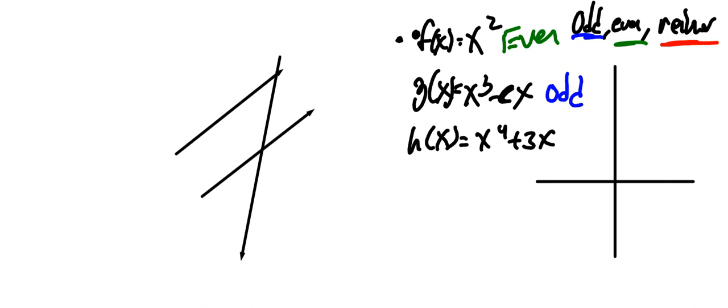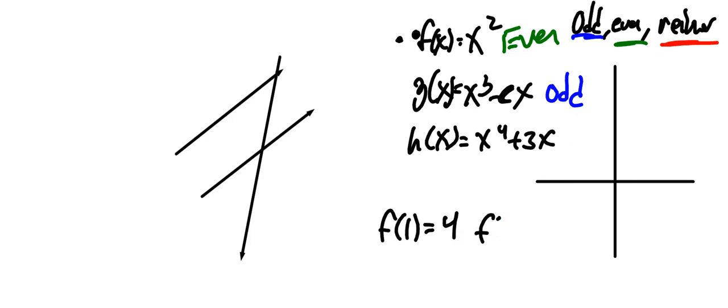Now, h of x equals x to the fourth plus 3x. Let's analyze this function. So let's plug in some value, 1. So let's find our h of 1: 1 to the fourth plus 3 is 4.